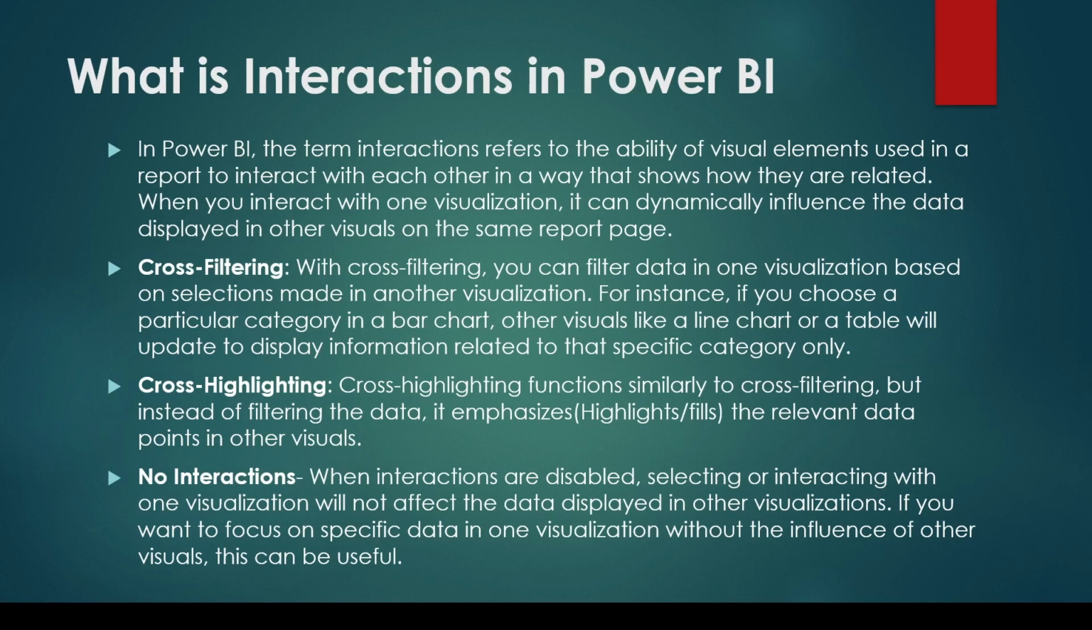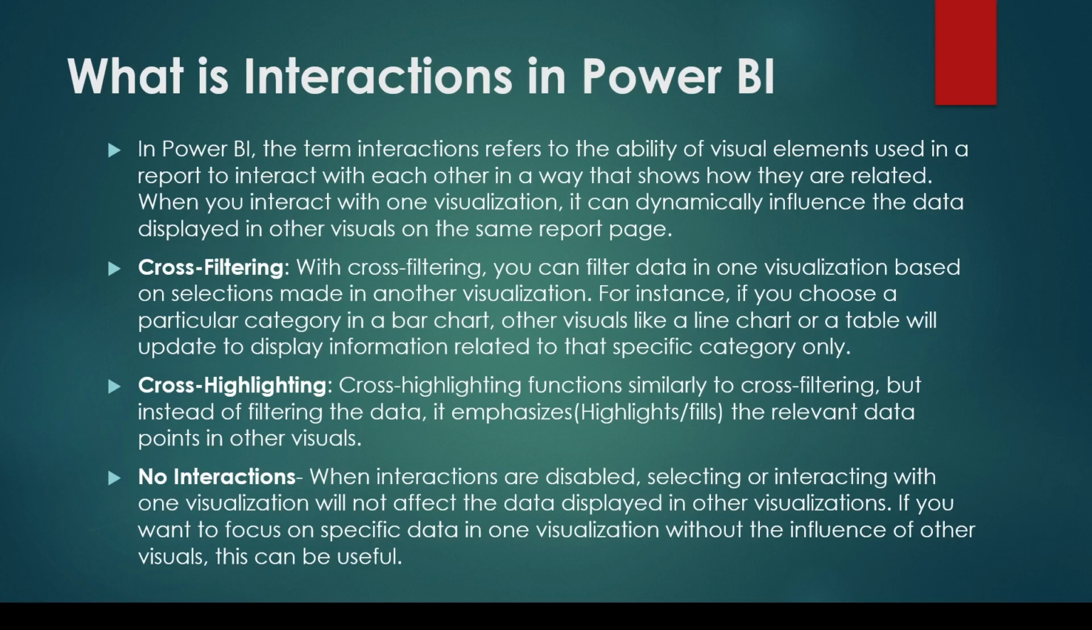So interaction is the feature in Power BI which allows you to change the interaction between the two elements, visuals or slicers, so that you can change the behavior. So the behavior could be cross filtering. Cross filtering means if you click on something on the first visual, the other visual will get filtered. Slicers typically have the cross filtering behavior. If you select something on the slicer, all other visuals will get filtered.